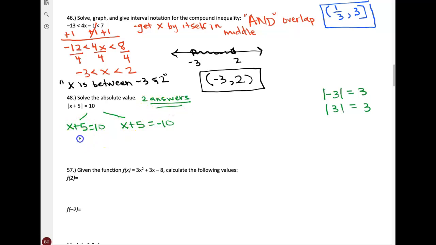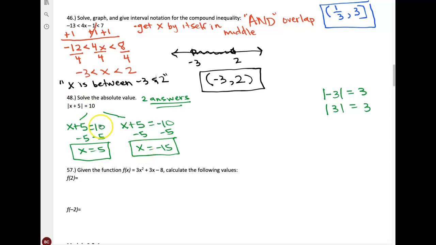Here, to solve for x, I just need to subtract the 5 over. So x equals 5. Here I'm going to subtract the 5 over, and I get x equals negative 15. And so those are my 2 different answers.